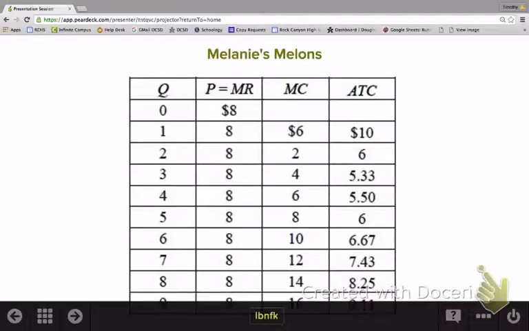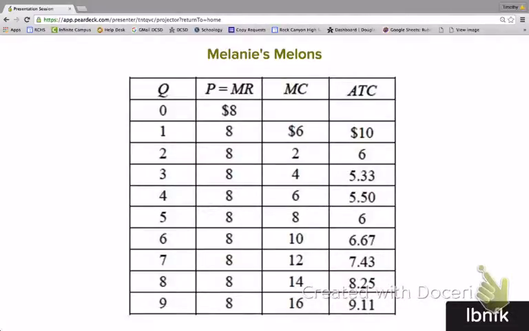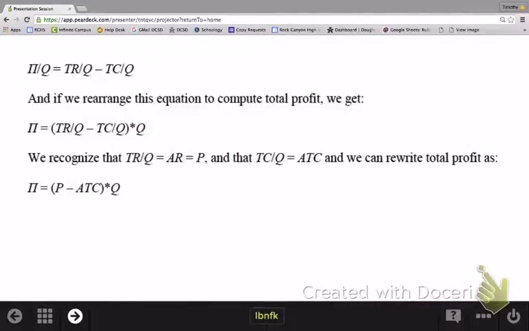So now let's go back to Melanie's melons. Okay? And we see here that the firm is producing a quantity of 5 melons because that is the output where price is equal to marginal revenue, which is equal to marginal cost. And we can see that in the graph that we're going to look at. We also showed how to compute per unit profit. And I'm showing that again here.